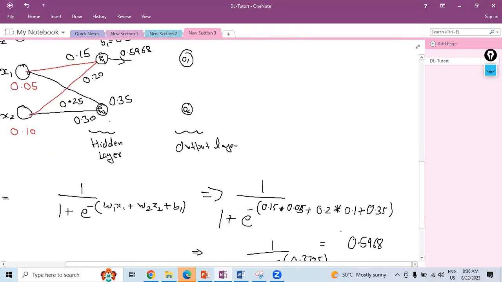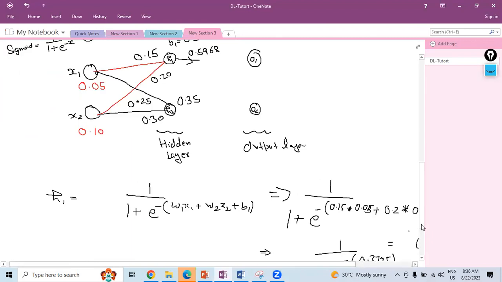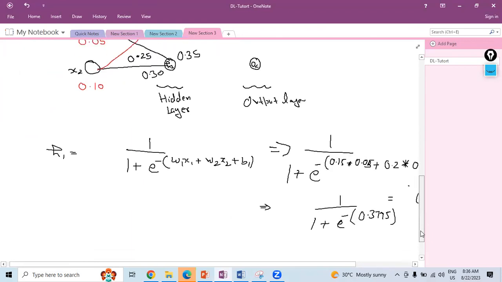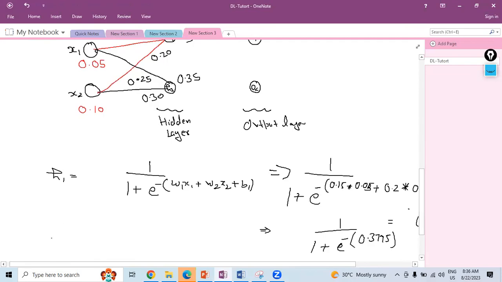And can you please calculate the H2 as well? So all the things is already given to you. Now just use the same formula and calculate the H2 as well. Everything is on your screen. Please use this formula and calculate the H2.